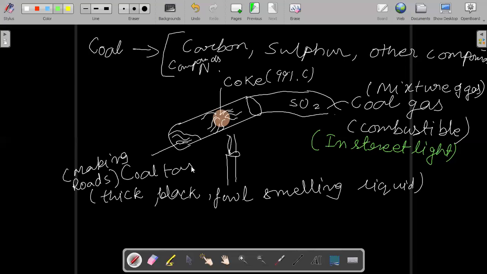Nowadays we are using electricity in street lights. In olden days, maybe about 100 years ago, in London and other major cities, coal gas was used in street lights. Nowadays, a mixture of coal gas is generally used for providing heat, even in cooking, sir. Sir, it's also used in power plants, no? Coal gas is not used in power plants. Sir, is it used for cooking?